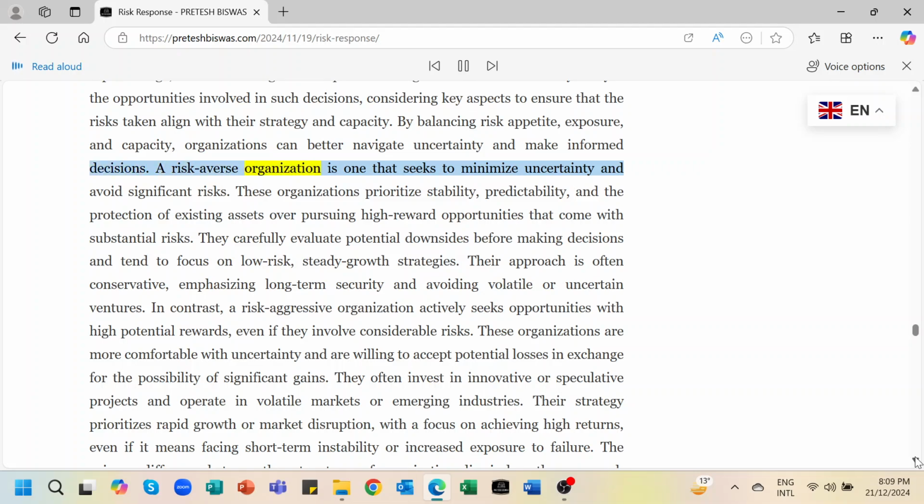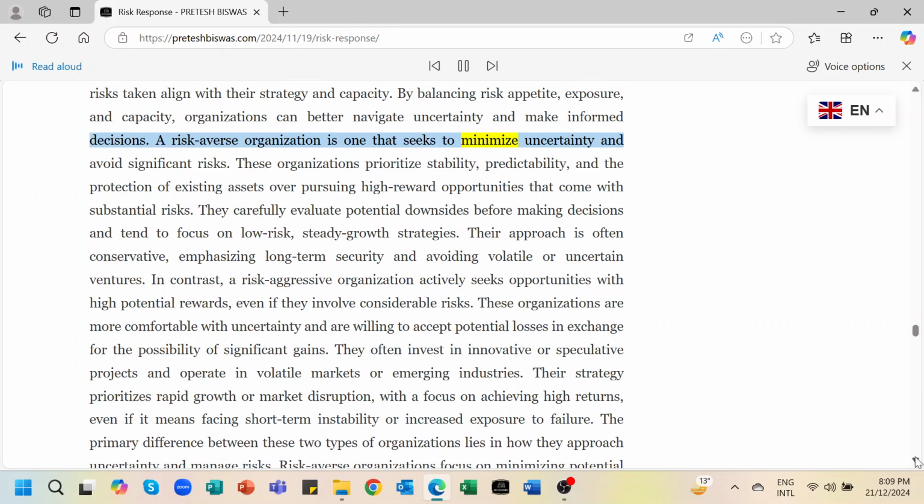A risk-averse organization is one that seeks to minimize uncertainty and avoid significant risks. These organizations prioritize stability, predictability, and the protection of existing assets over pursuing high-reward opportunities that come with substantial risks. They carefully evaluate potential downsides before making decisions and tend to focus on low-risk, steady-growth strategies. Their approach is often conservative, emphasizing long-term security and avoiding volatile or uncertain ventures.